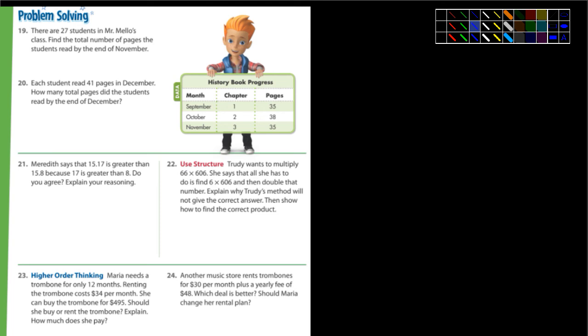So I'm guessing, kind of guessing, it's going to be 27 times September, which is 35. That's going to equal something. And then 27 times 38. That's going to equal something. And then 27 times 35.